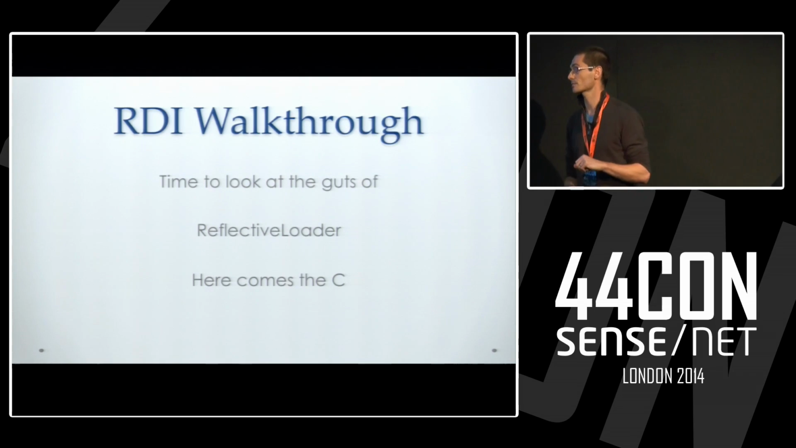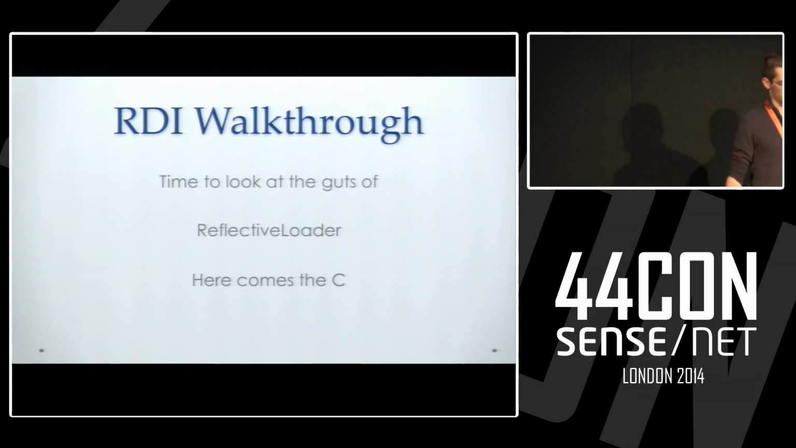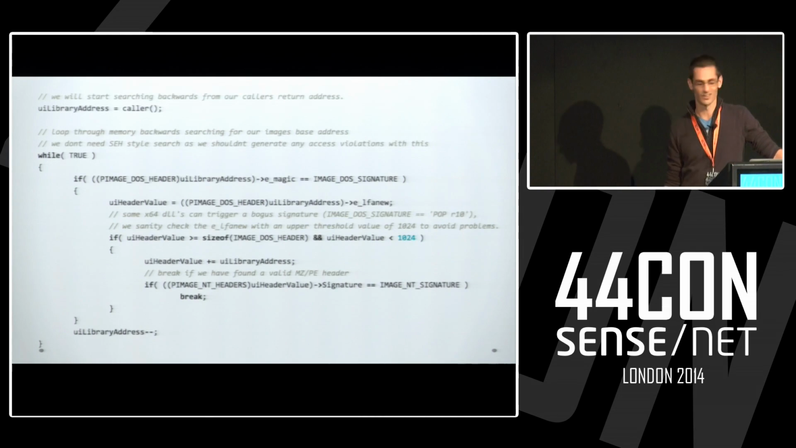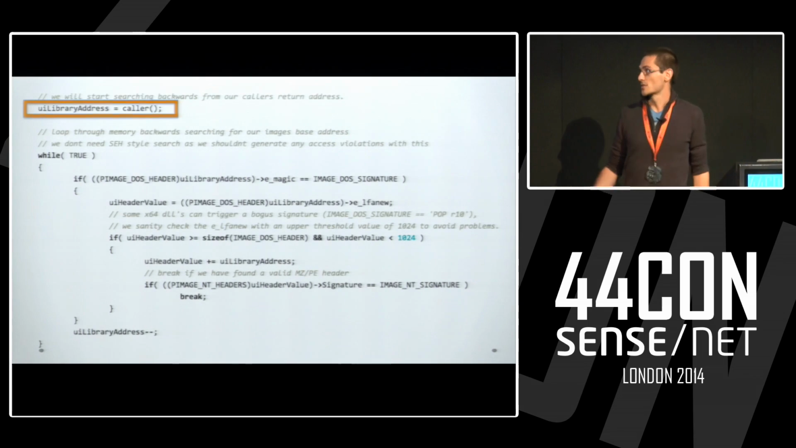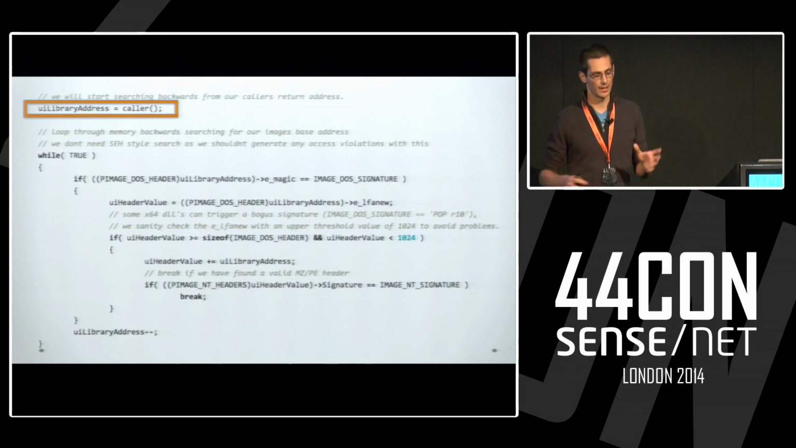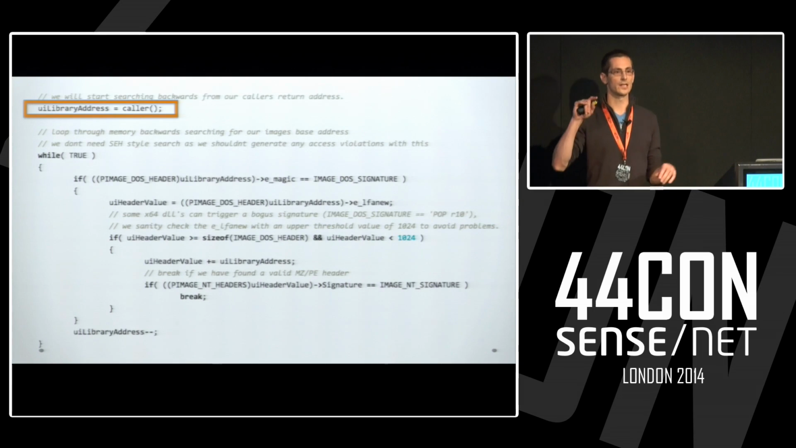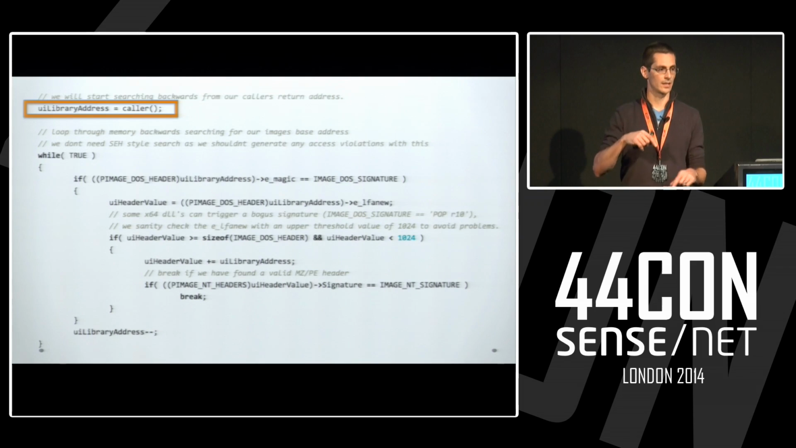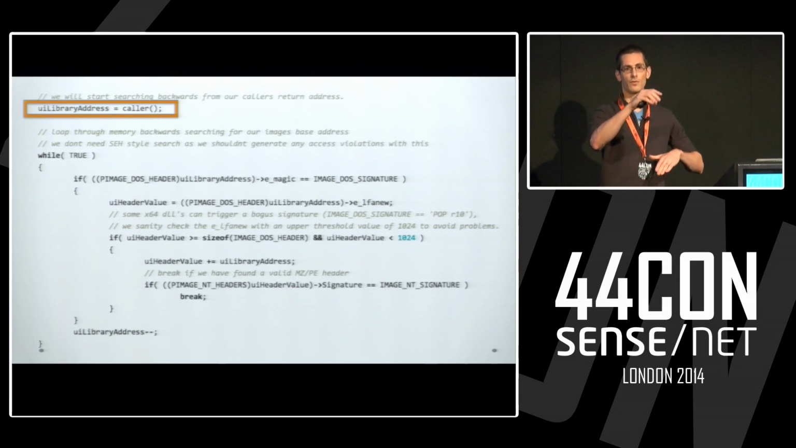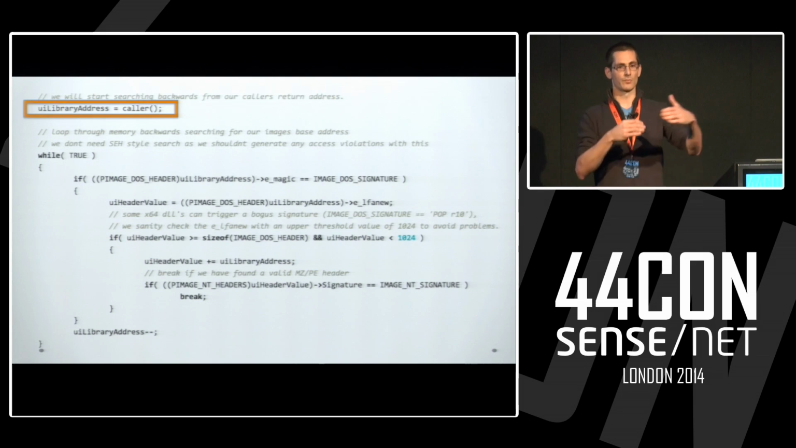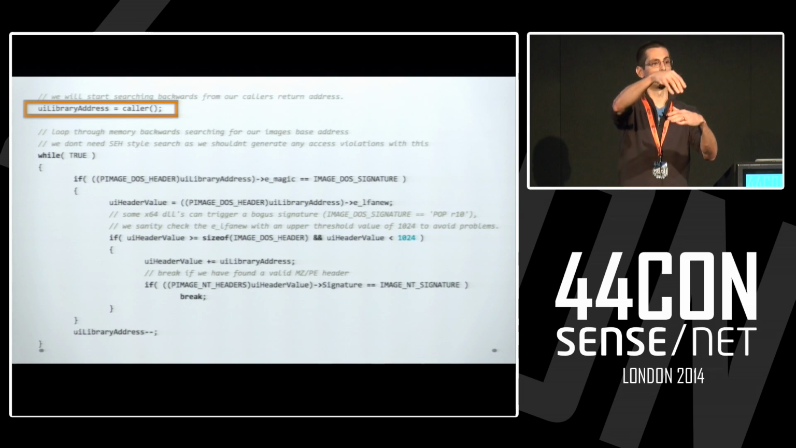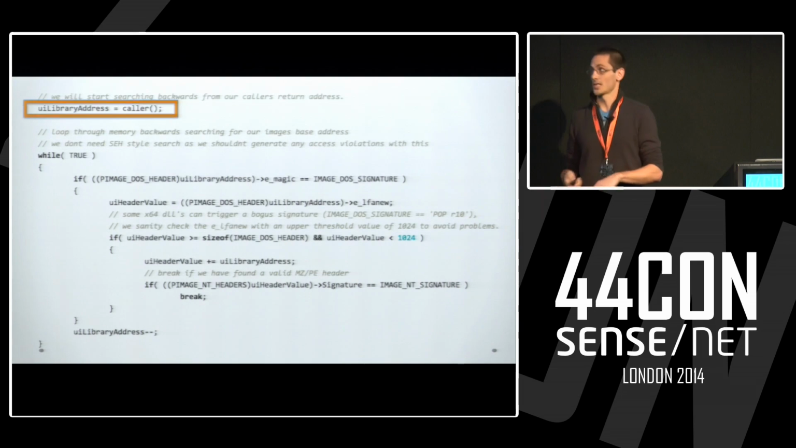All right, here we go. This is the fun stuff. First of all, we're going to find the image's location. And this is what it looks like, or at least a cut-down version of it. This first call here, caller, is actually a macro that wraps an intrinsic function that literally says, what's the address of the thing that called me? If you remember back to our RDI stub before, when we were calling this function, we were right at the start of the bootloader, the DOS header. So we figure out where that calling address is, and then we start iterating backwards to find the start of the image.